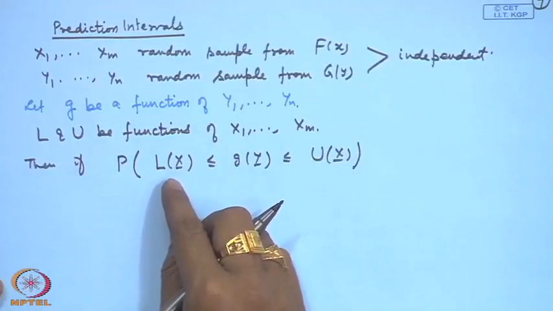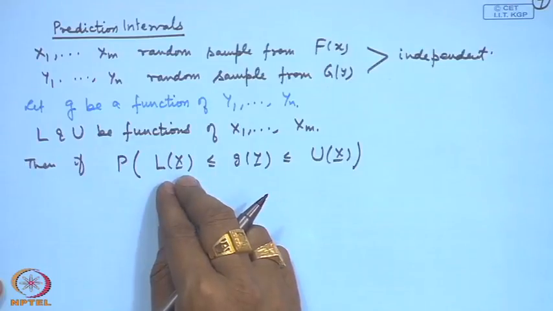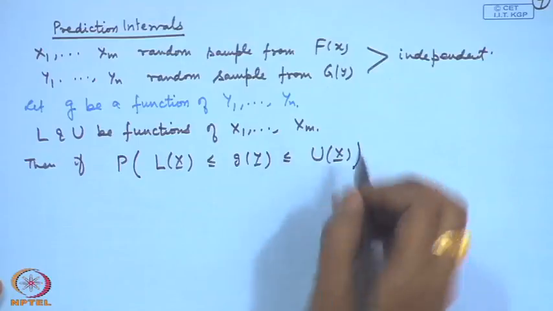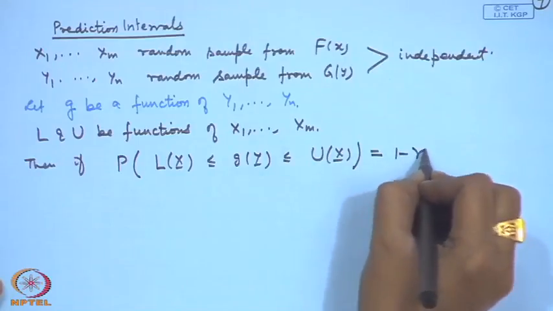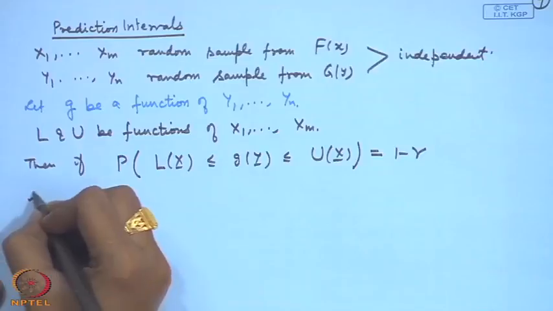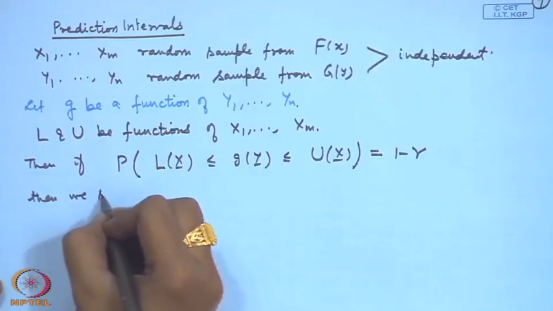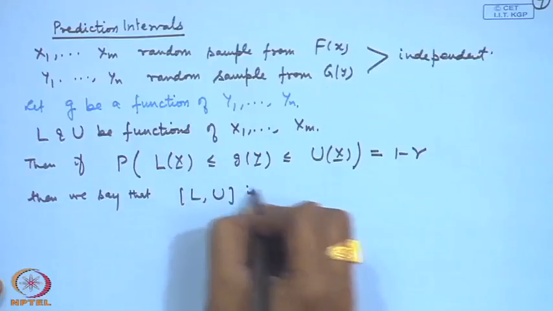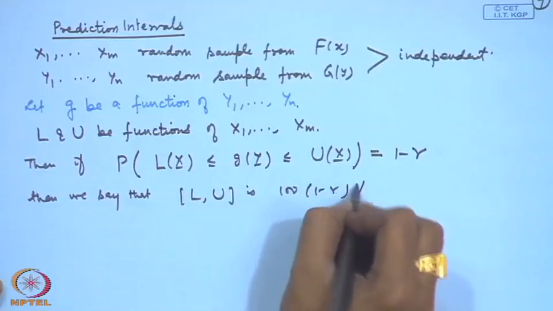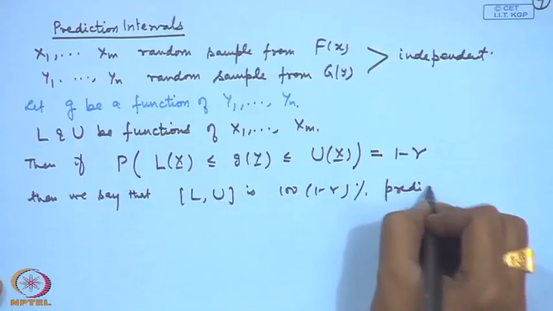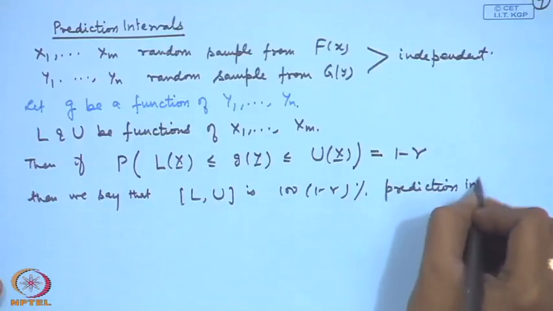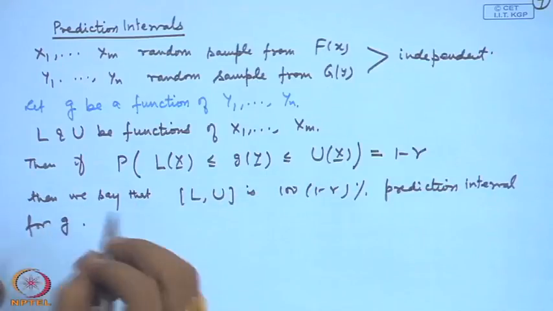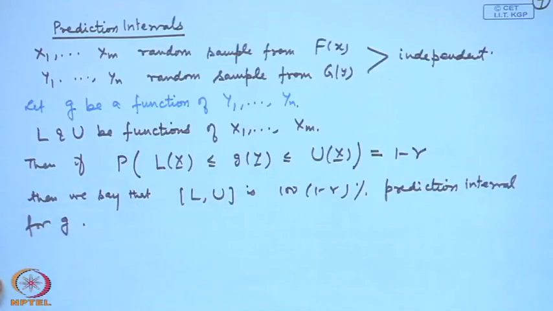that, means probability of g(y) lying between two functions of x, if this is equal to 1 minus gamma, then we say that (L, U) is a 100(1 minus gamma) percent prediction interval for g.